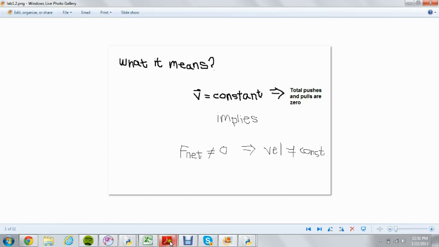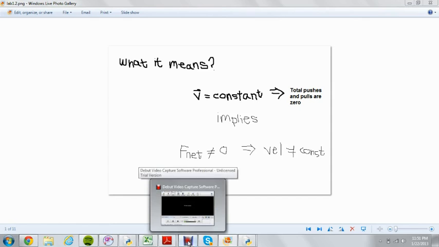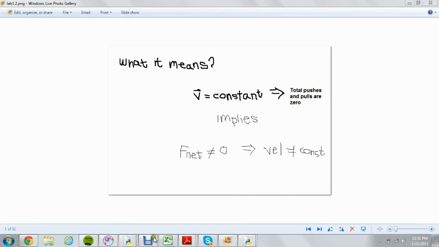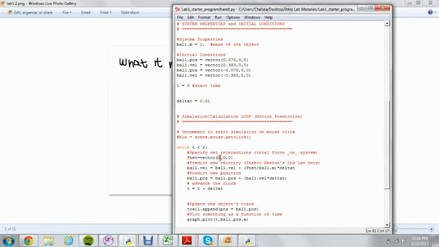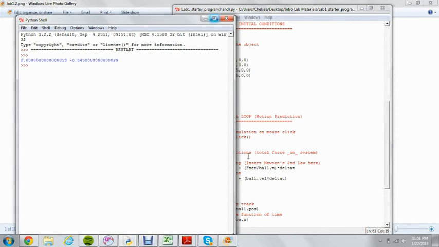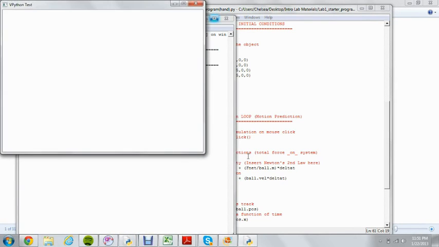In the model, the only thing that should change would be the Fnet. The Fnet would not be 0. Instead, it has numbers. Here's the model showing the change in direction and velocity.